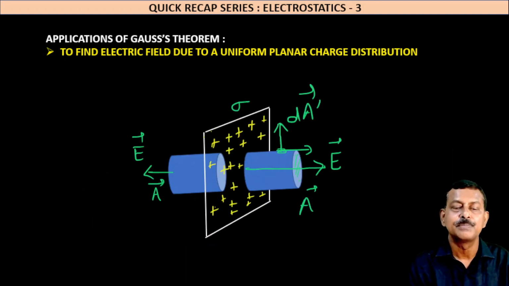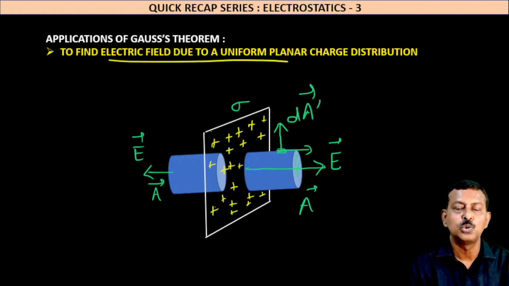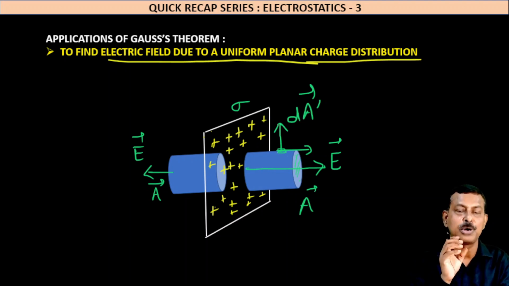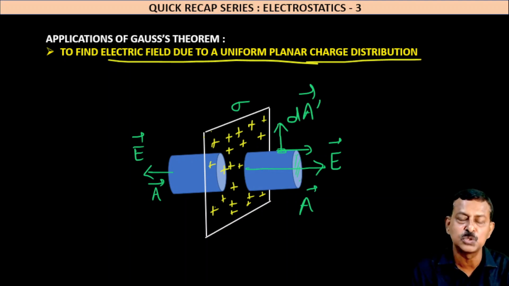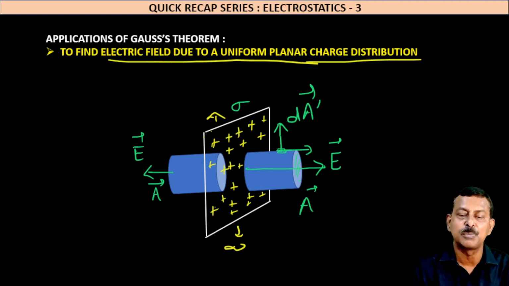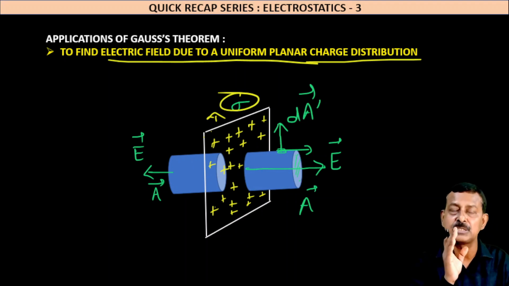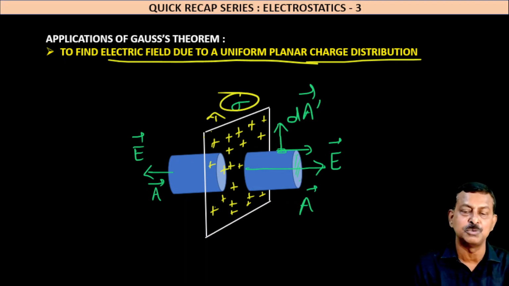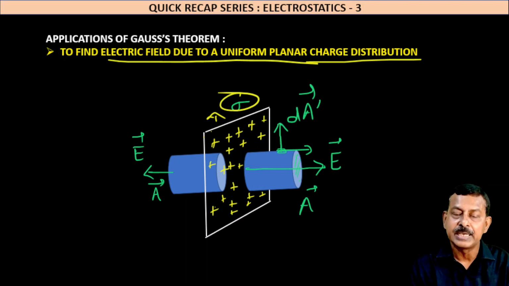Let's now take the electric field due to a uniform planar charge distribution. We are taking a uniform planar distribution of charge, which again will extend up to infinity. Suppose the surface charge density is sigma. Sigma is the surface charge density for this charge distribution. Again, we'll take a cylindrical Gaussian surface.